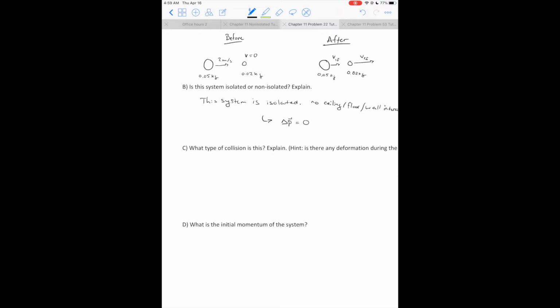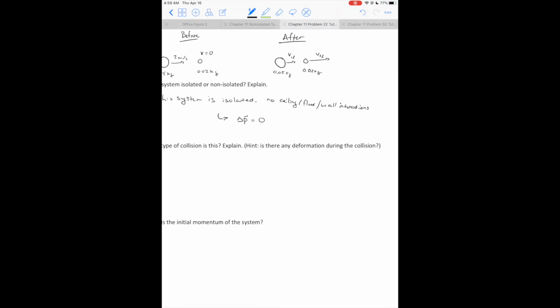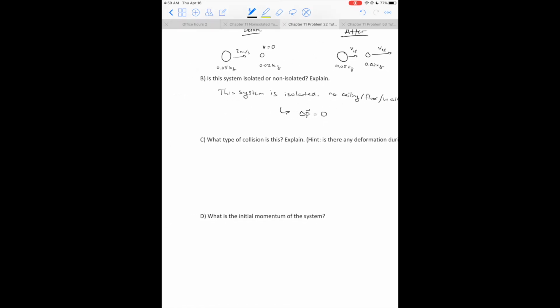Part C, what type of collision is this? Explain. Hint, is there any deformation during the collision? Well, we're thinking about two marbles, right? If we're thinking about two marbles, they really don't deform much. They're pretty rigid. And so if they're pretty rigid and there's no deformation, what we can say is that this is an elastic collision.